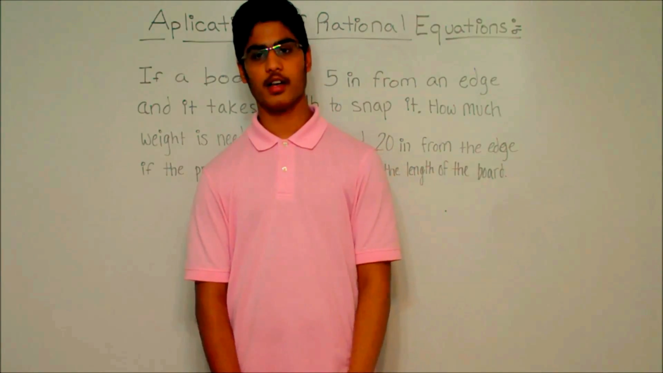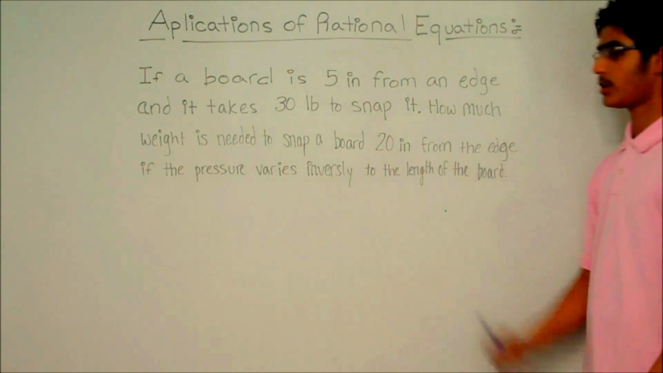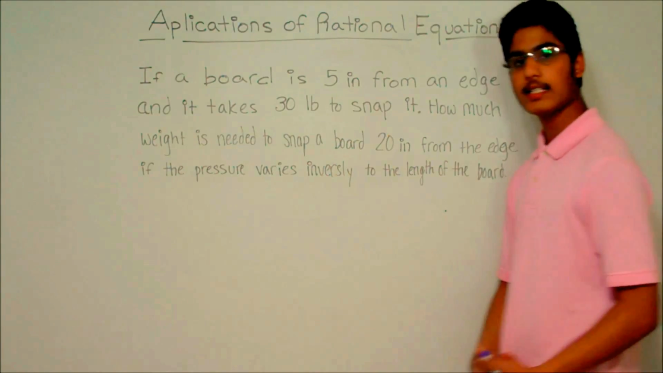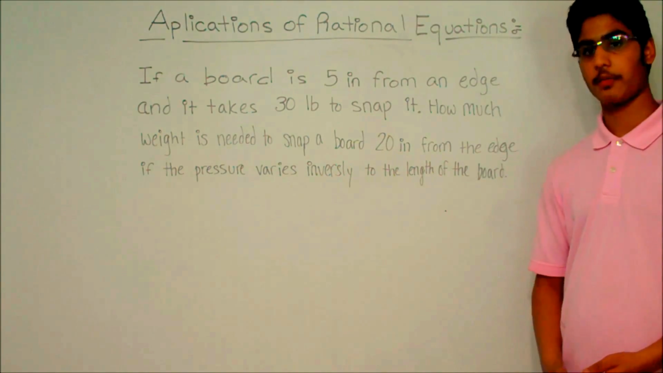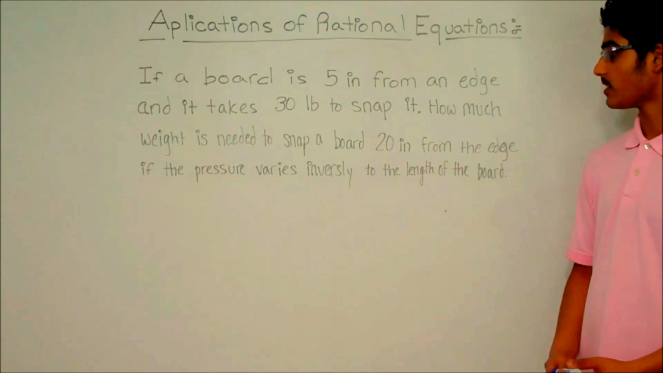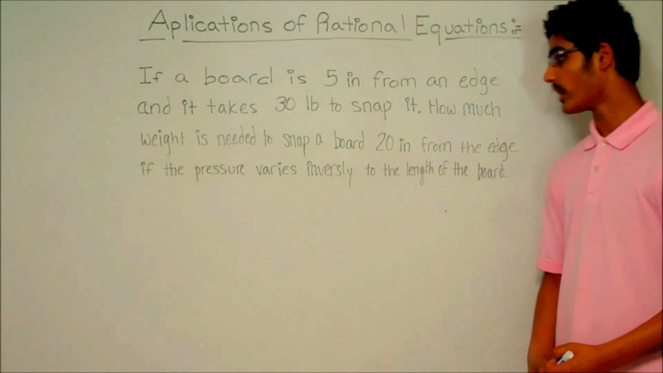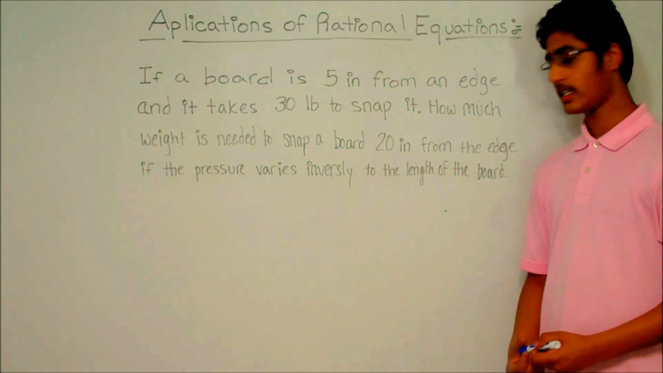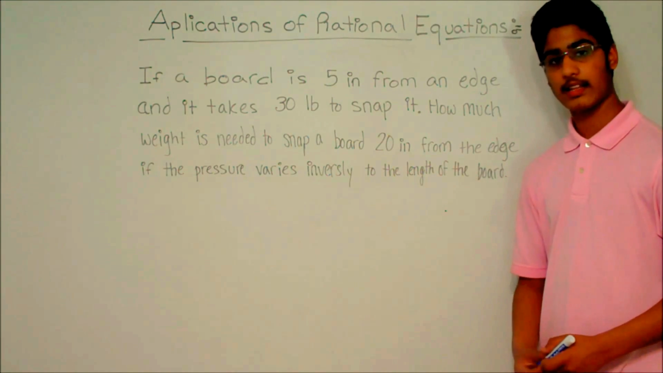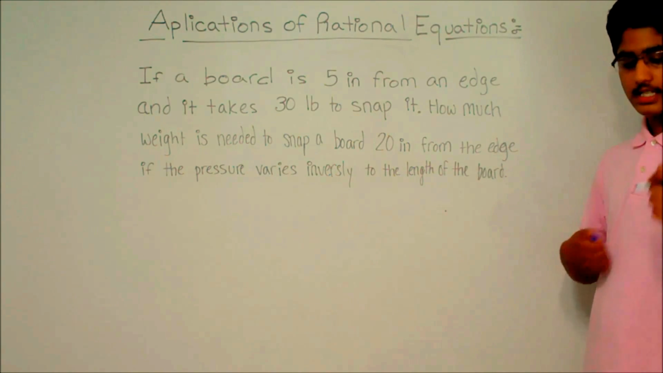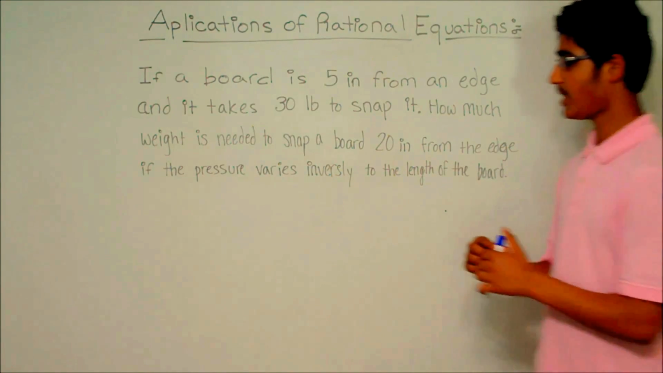Today we're going to learn about applications of rational equations. Let's say we have a problem like this. If a board is 5 inches from the edge and it takes 30 pounds to snap it, how much weight is needed to snap a board 20 inches from the edge if the pressure varies inversely to the length of the board? So let's take a graphical look at this problem here.